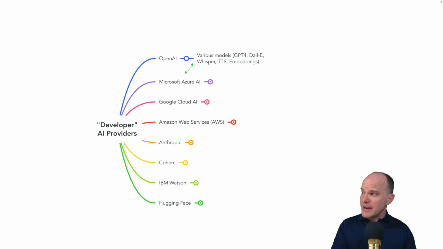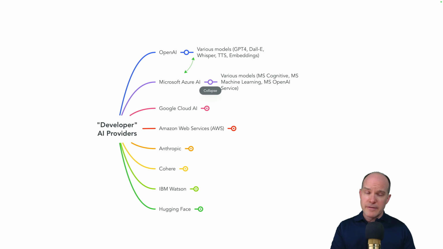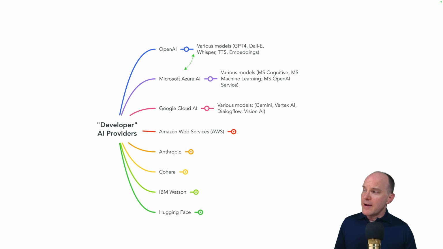Notice I also have a green line here pointing to Microsoft Azure, because if you work with Microsoft Azure and their AI components, you're actually also tying into OpenAI on the back end. They, again, take advantage of OpenAI's engine for a lot of their resources. They also have various models that may or may not use OpenAI. They have MS Cognitive, MS Machine Learning, MS OpenAI, which I already mentioned, and several others. In fact, there's a wide variety of things you can do with the Microsoft Azure AI components. Google Cloud AI has various models like Gemini, Vertex AI, Dialogflow, Vision AI.